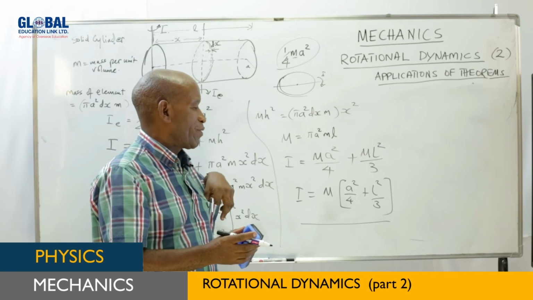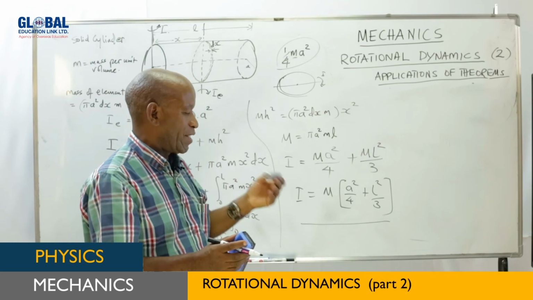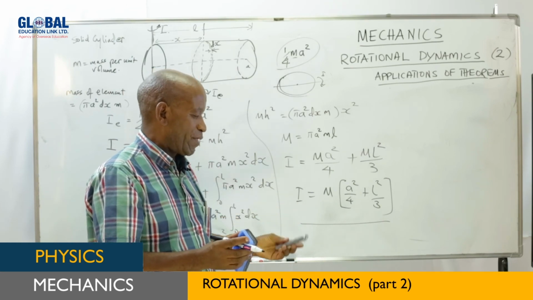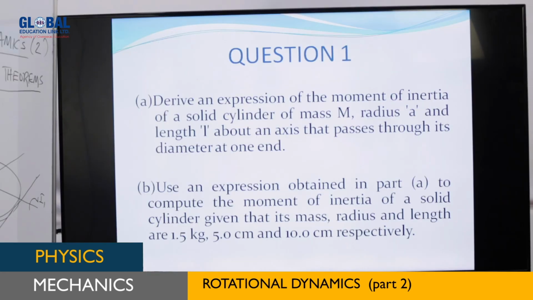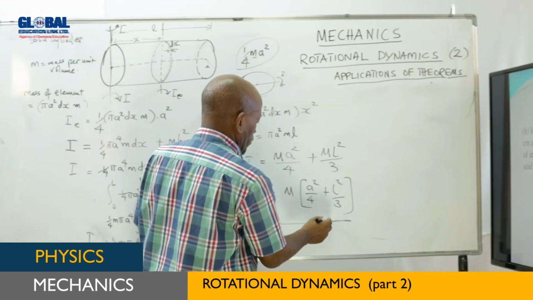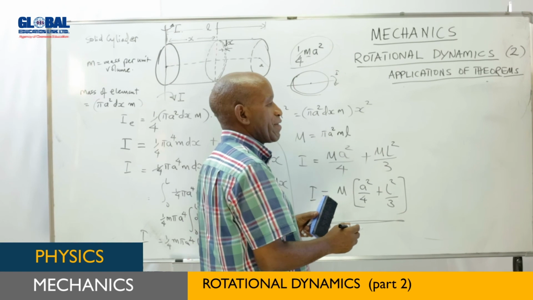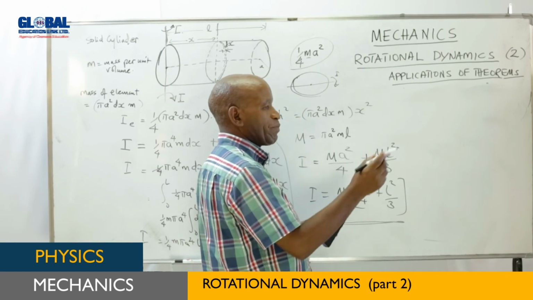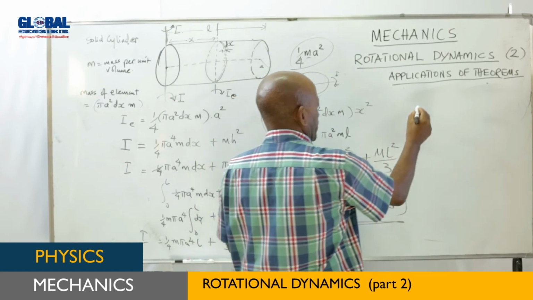And we can now go and look for the second part. Use an expression obtained in part A to compute the moment of inertia of a solid cylinder, given that its mass, radius, and length are 1.5 kilogram, 5 centimeter, and 10 centimeter respectively. So here, our expression obtained is equal to this much. And the mass m given is 1.5 kilogram.